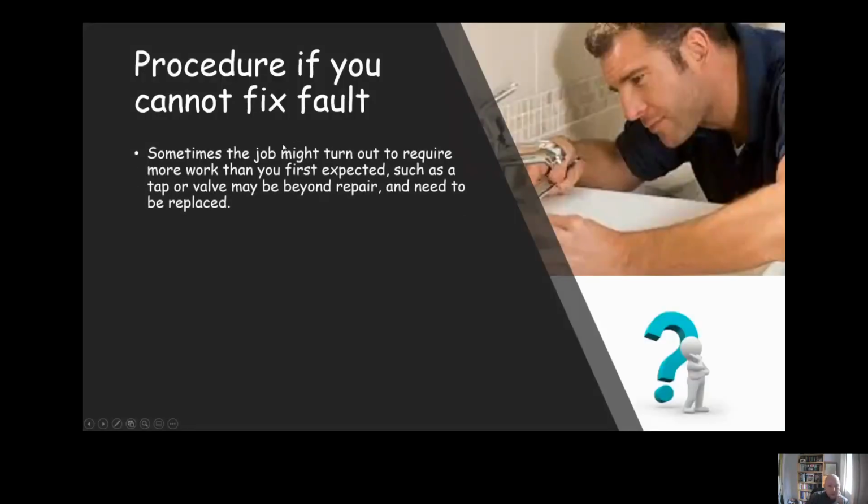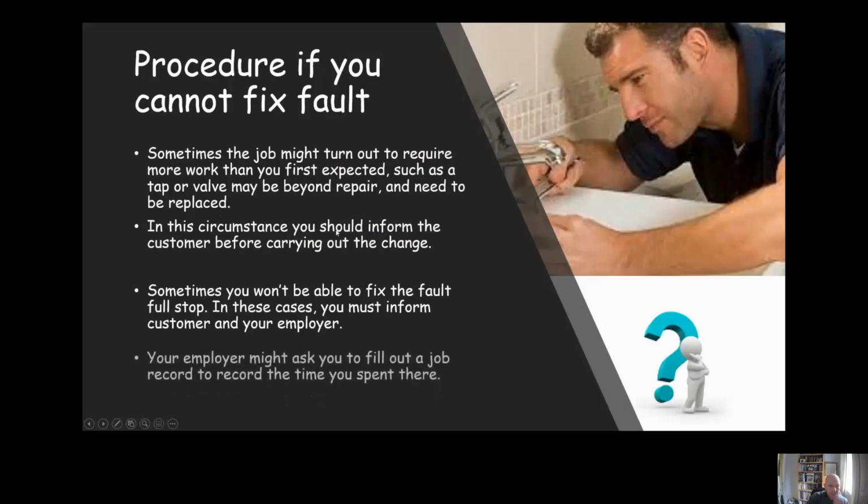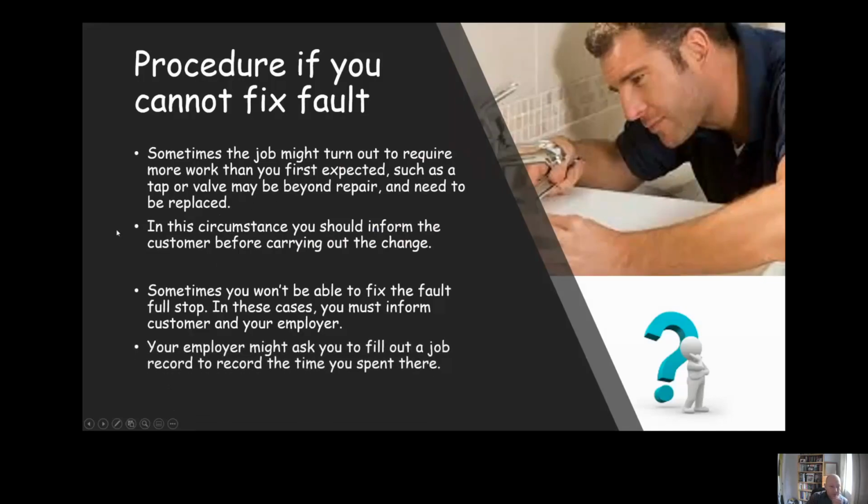If you can't fix a fault, well, you can't always fix something, the first thing you need to do is tell the customer. For example, if you need to replace a tap instead of repair it, let them know before you do any changes.